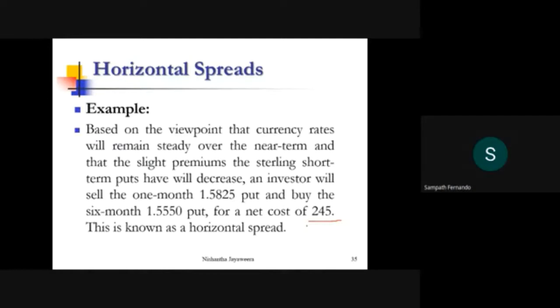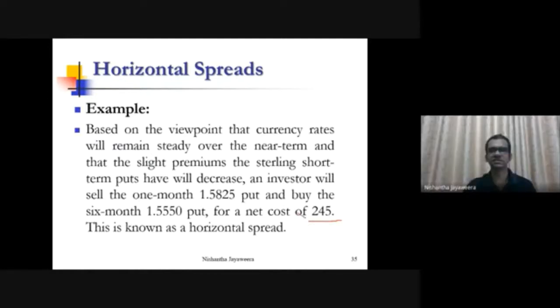The cost is 245. This is the premium that you pay to buy, because you sell the 1 month, so it's a short term option. What would happen for a short term option premium? It is low, so you get a lower cash flow, and by the 6 month you have to pay more. Premium is high. So therefore the net cost is 245.